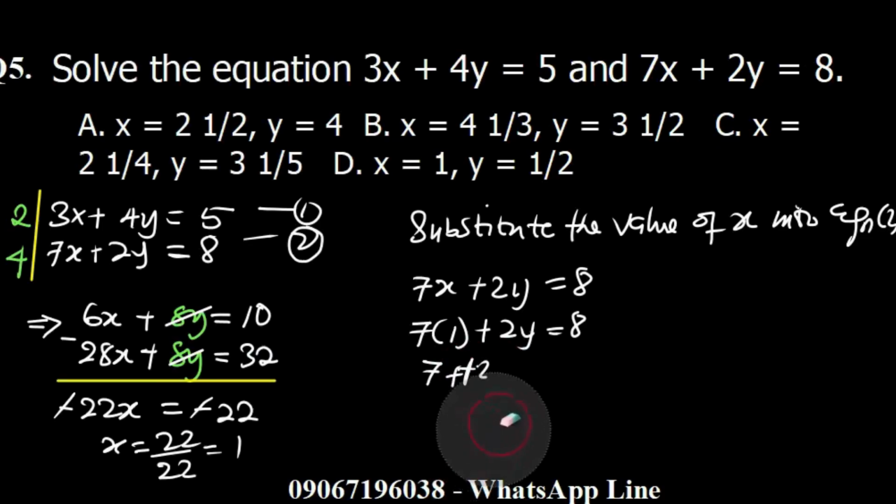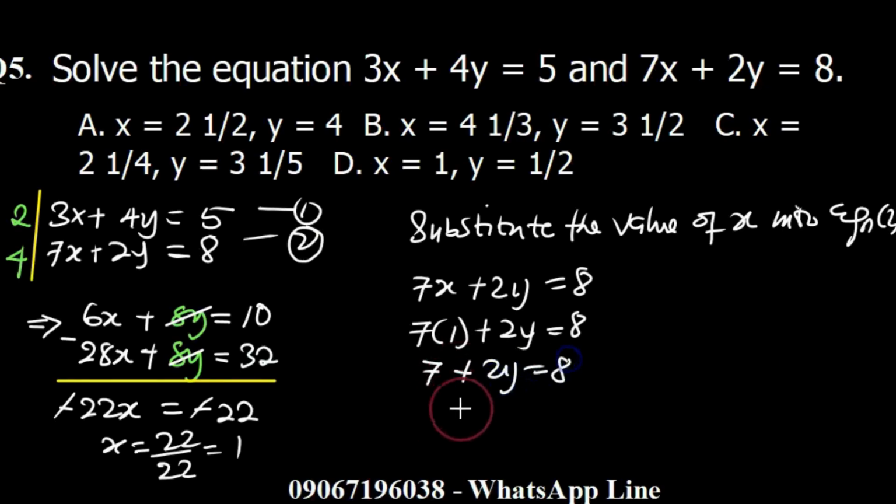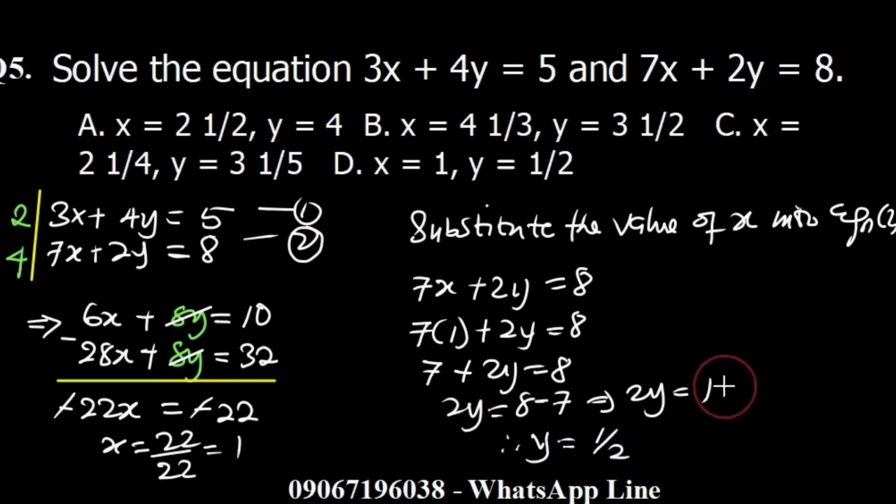Take note of that. So this is going to give me 7 plus 2y equal to 8. So 2y is equal to 8 minus 7, which automatically gives me 2y equal to 1. Therefore, y is equal to 1 over 2. So you can see here that my answer is that x is equal to 1 and y is equal to 1 over 2. So that is the answer to this simultaneous equation.